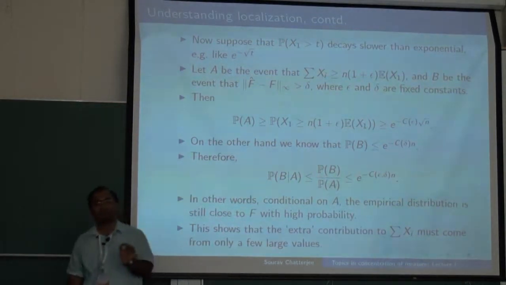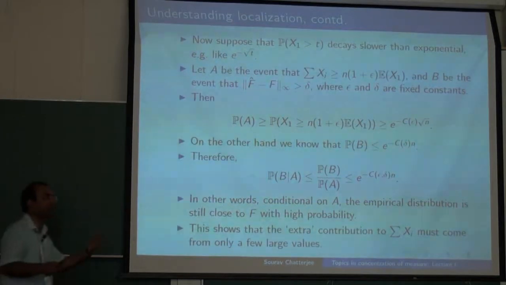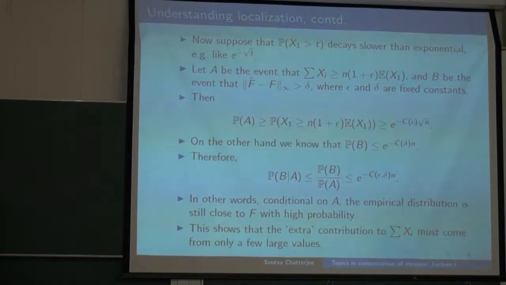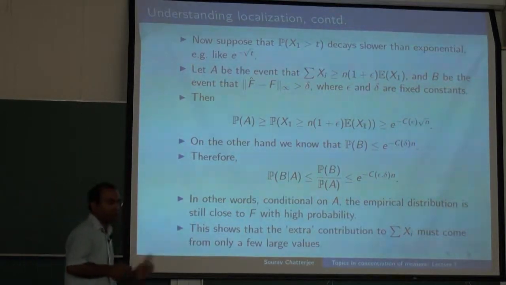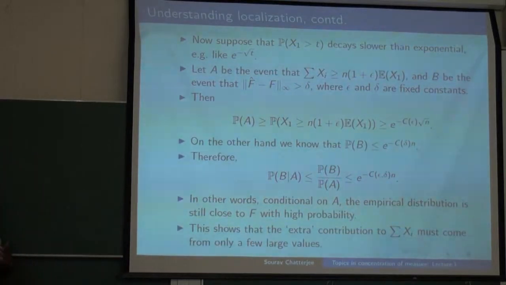This is a very simple example of localization. You take some universal feature like this empirical distribution, which characterizes what the values are, and then you show the probability of that deviating substantially is much less than the probability of your rare event. Then the rare event must be happening due to some abnormal values. Any questions? That's the first step. This is the observation. So how do we use this in the simplex sphere problem?